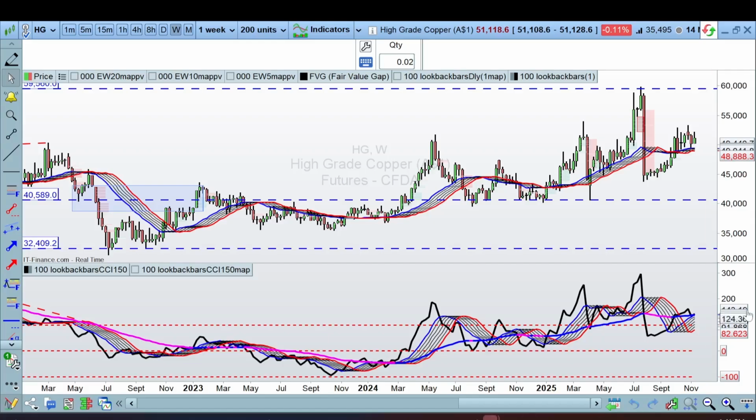So here we have high-grade copper. Now on the weekly chart, first of all, the price has broken above the moving average. Again, the moving average range is fairly narrow, but still somewhat bullish. The CCI is also just above the moving average range, but again, this could go either way. And that's why we look at the daily chart.